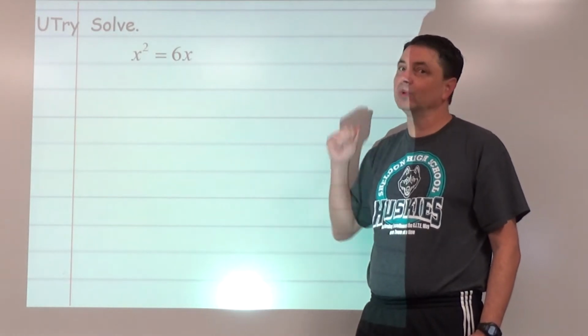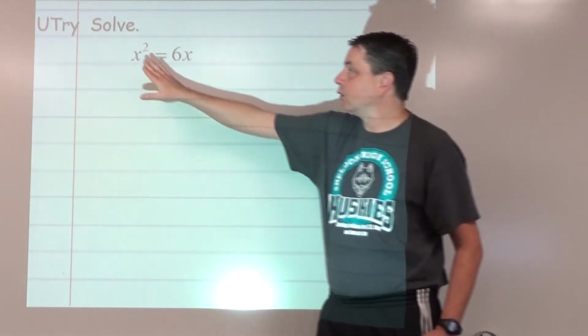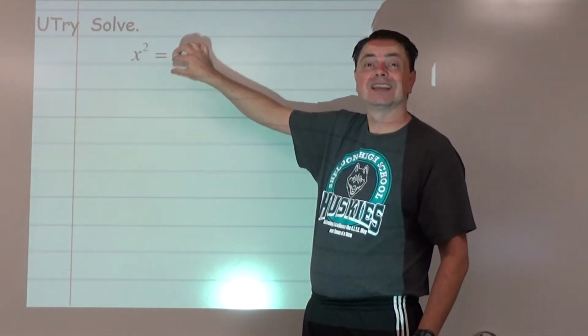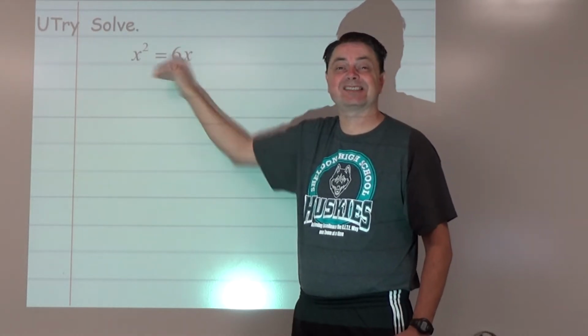All right. Step 1, got to get it equal to 0. We don't want to mess with the left side because it's a positive x squared, so we're going to work over here. Get rid of the 6x. We're going to go minus 6x both sides.